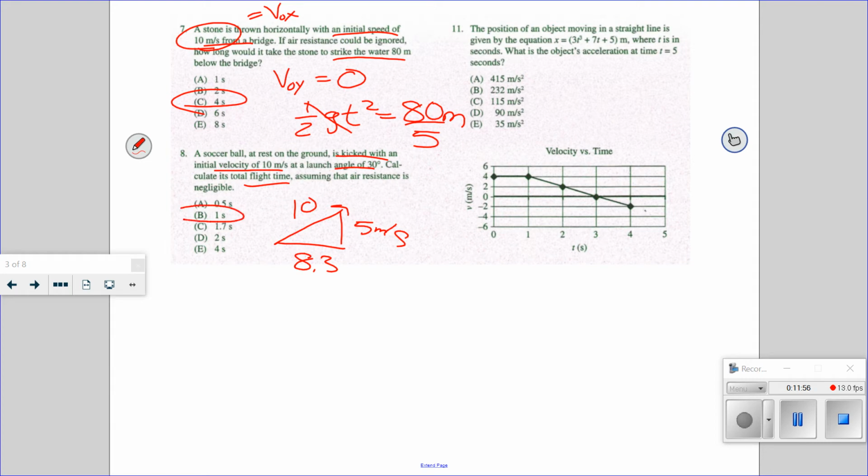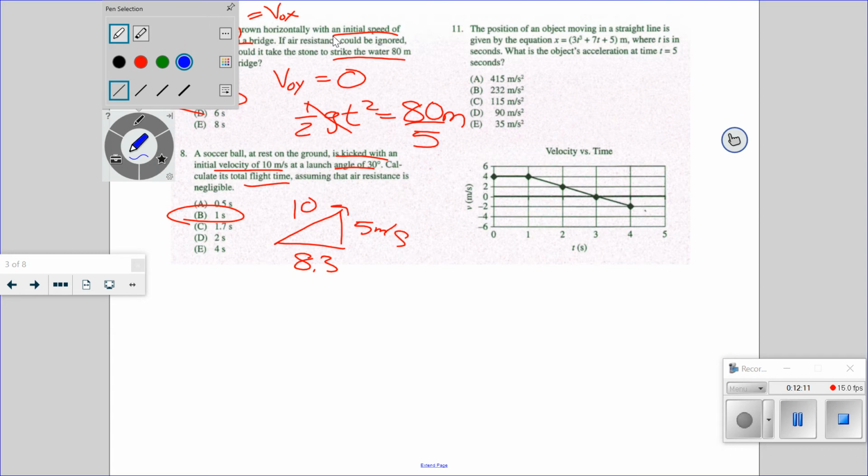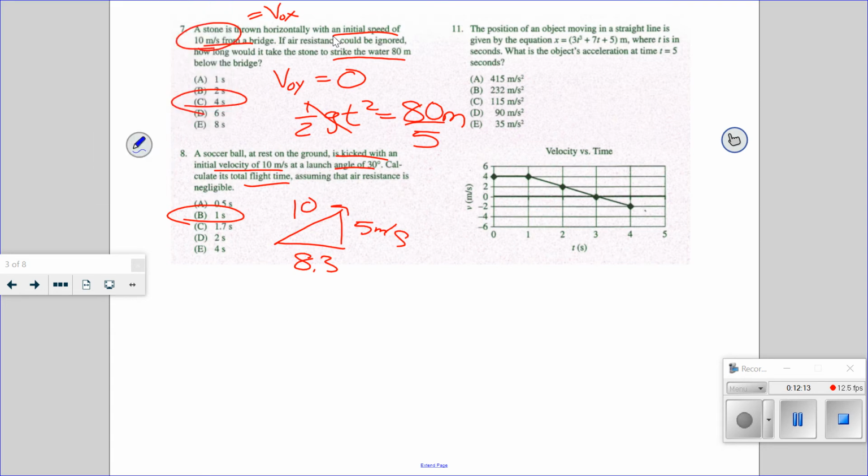Okay, and now they give an equation for position for number 11. What's the object's acceleration at time t? Well, that's kind of a doozy if you haven't practiced. Oh, and I chopped off, that goes to number 12, I think. Anyway, I'm not sure how to get acceleration from that. But remember how acceleration, that's a D.